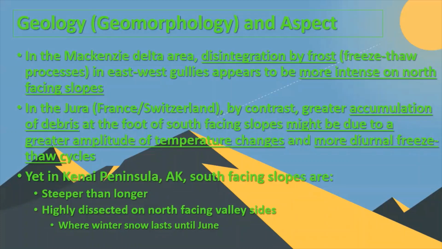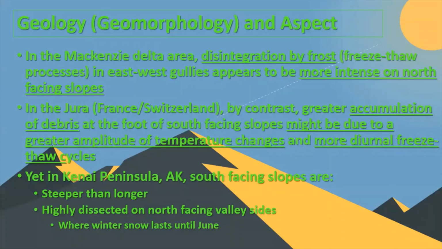By contrast, there's a greater accumulation of debris. Debris is not garbage from man, it's slope debris. That by mass wasting, gravity transfer processes, material goes downhill. At the foot of the south-facing slopes, there's a greater concentration of debris due to greater amplitude of temperature changes, which is talking freeze-thaw, and more diurnal freeze-thaw cycles.